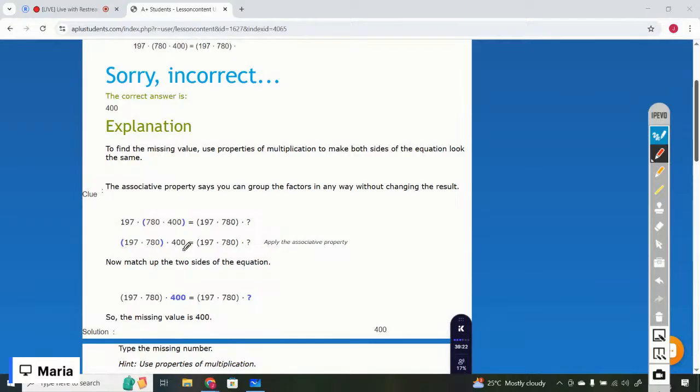So 197 times 780 times 400 equals 197 times 780 times the missing number, and the missing number is 400 because on both sides the numbers are exactly the same.